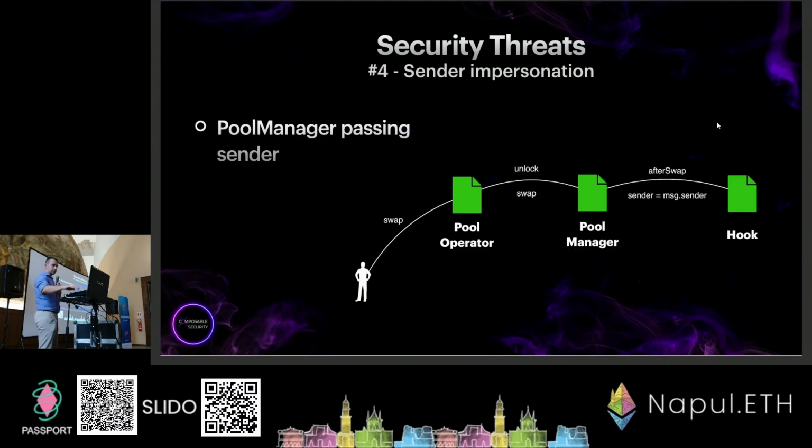But if you look at the calls flow, you will see that the user, which they think is the sender, actually calls the pool operator, the pool operator calls the pool manager, and then pool manager calls the hook. So when the pool manager sends the sender to the hook, they send the address of pool operator, not the user, right?